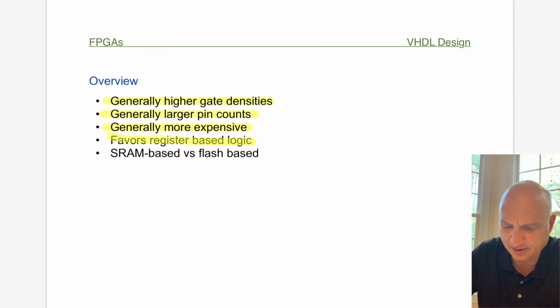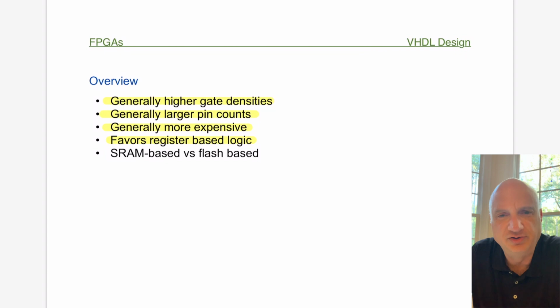The thing about FPGAs is they do tend to favor register-based logic. What that means is register-based logic that is sequential in nature, that has storage elements, lots of flip-flops. So FPGAs tend to have a significantly greater number of flip-flops than a CPLD would, whereas, as we said before, CPLDs tend to be more advantageous on the combinational logic side, with a lot of combinational logic resources available in them.